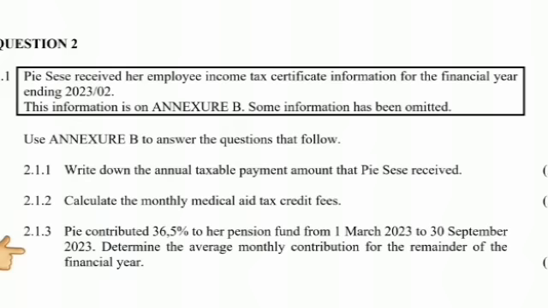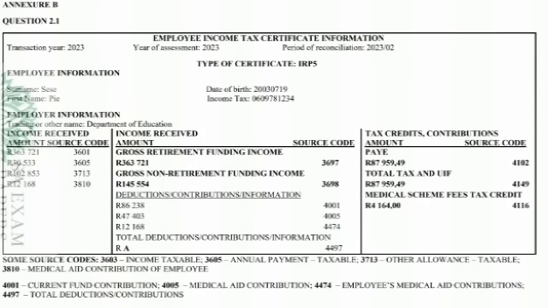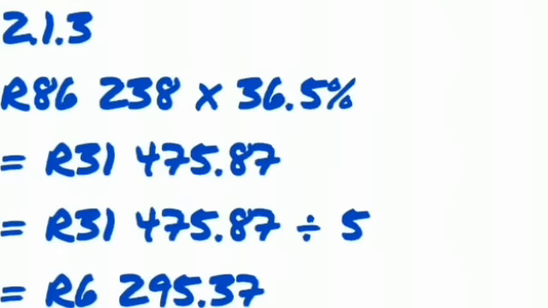Determine the average monthly contribution for the remainder of the financial year. The contribution is quoted 4001 and it's 86,238, and I'm going to look for 36.5% of that, and by multiplication, it gives me 31,475.87. Now they said I'm looking for an average over the remaining months.